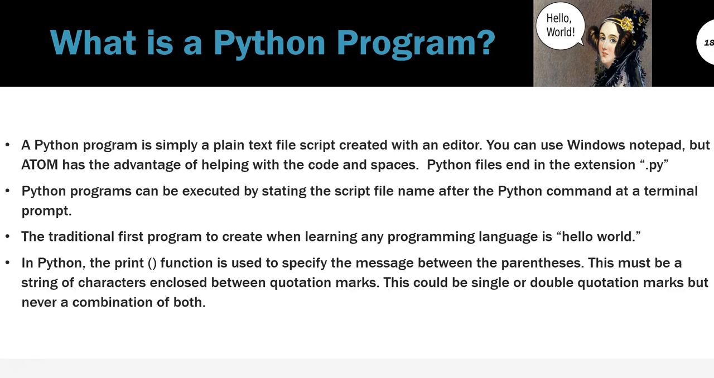A Python program is simply a plain text file script created with an editor. So you can use Windows Notepad like we said before, and Atom. However, Atom has the advantage of helping with the code and spaces. Python files end with the extension .py. Python programs can be executed by stating the script file name after the Python command at a terminal prompt.